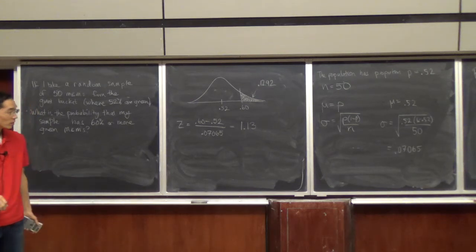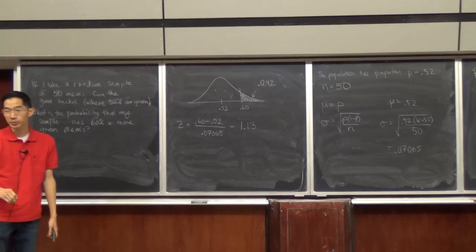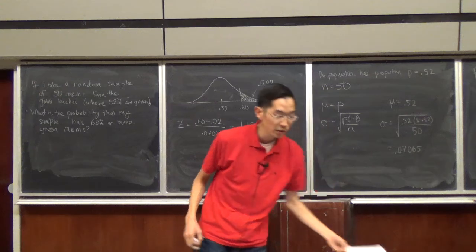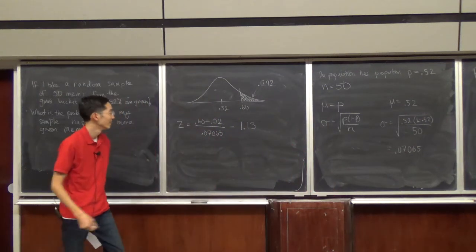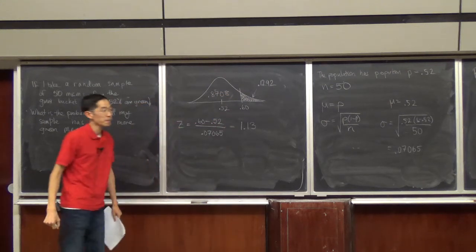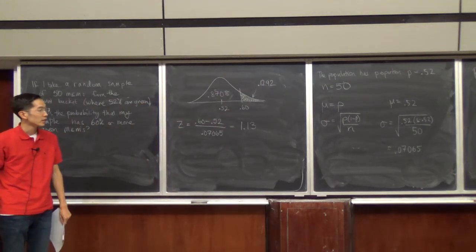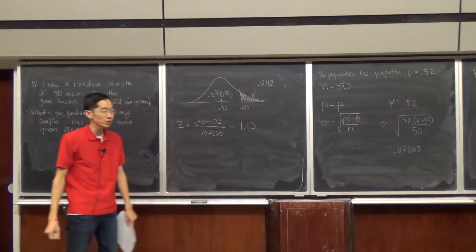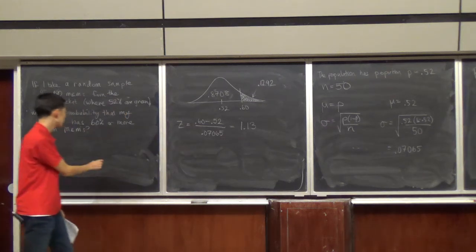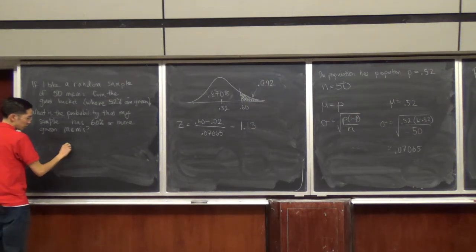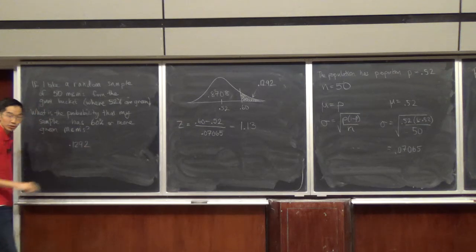Okay, I see what my calculator is. And I look up 1.13 in the table, and what do I get? 0.8708. And so 1 minus 0.8708 is 0.1292. And so what is the answer over here? What is the probability that my sample has 60% or more green M&Ms? 0.1292. About 13%.